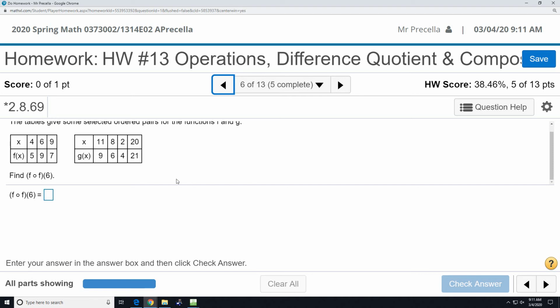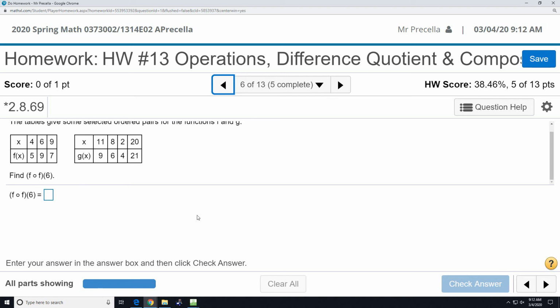Okay. Let me ask you this. We want F composed with F of 6. Which function is the outer function? In this notation, which letter is the outer function? Well, F. What's the inner function? What are we going to be doing with G? Nothing. You don't need that G table. I'm not even going to write it down. All you're using is the F table.